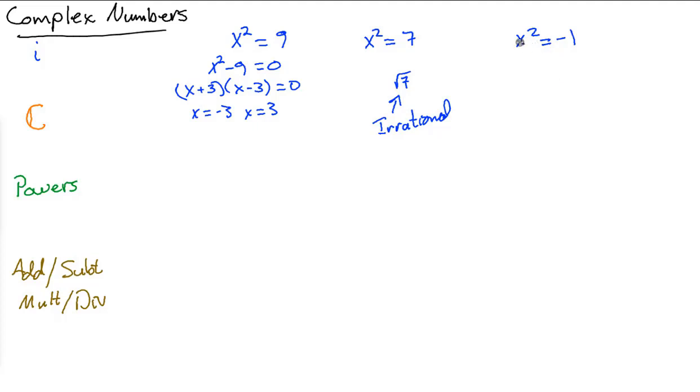Well, this one creates a huge problem. Even though it looks nice and soft, x squared equals negative 1. Ooh, think about that. x squared equals negative 1. Is anything squared going to equal a negative number? There isn't a real answer. No real answer. And what do you mean, no real answer?